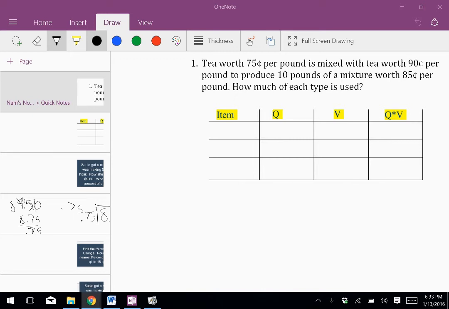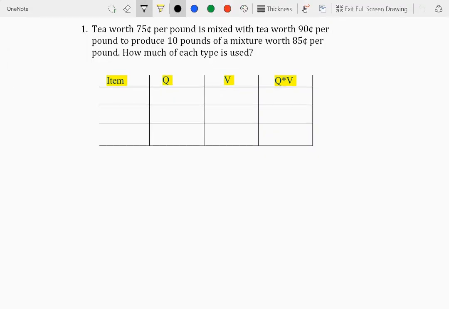All right, guys. So there was a couple questions on the homework tonight. So I'm going to go ahead and do number one, and I hope that helps. So this one is a mixture problem.